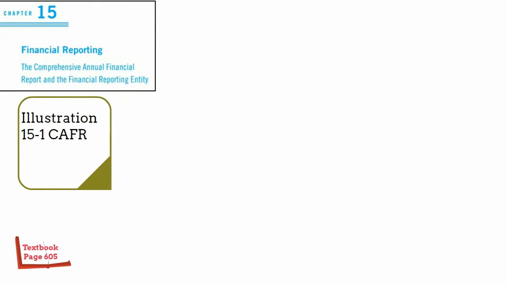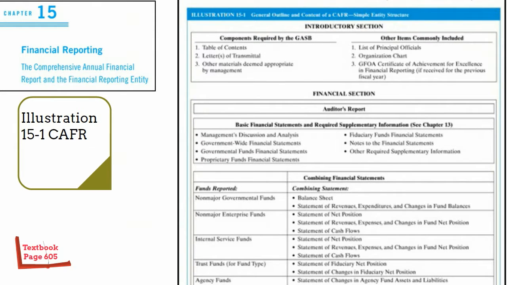Moving on to Chapter 15, page 605, we now talk about the CAFR, the Comprehensive Annual Financial Report. This slide here gives you a listing of the requirements found from GASB and other organizations that are what's required to be in the CAFR report.